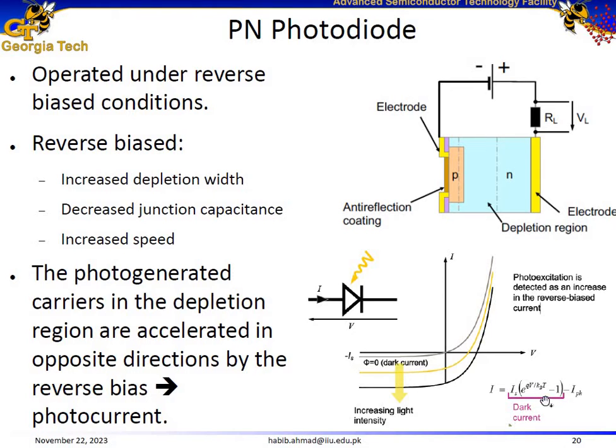And since these two currents flow in opposite directions, the dark current is actually a result of diffusion across the barrier, and the photocurrent is a result of drift across the barrier. And they flow in opposite directions, so that's why we have subtraction over here instead of addition of the two currents.